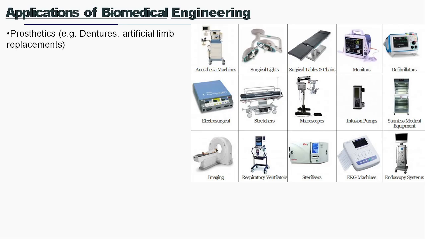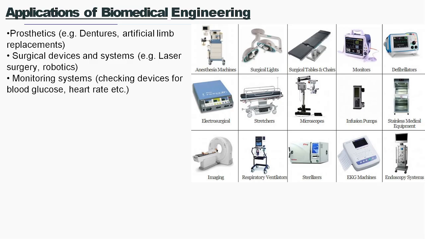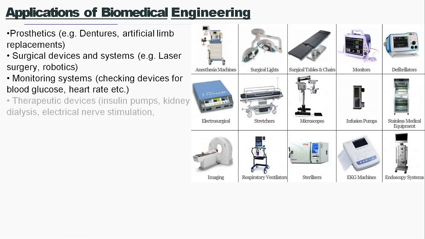One is prosthetic arm and prosthetic limb development, like artificial limbs, dentures, limbs. Another application is surgical device systems. Those surgical devices, now you know, also use some laser technology and robotic surgery. So these are also coming under biomedical engineering. Monitoring systems, different devices to monitor your blood glucose level and heart rate, are also monitoring systems. So these are your biomedical engineering applications.